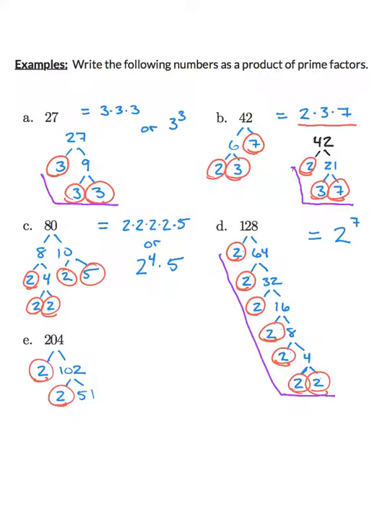51 is divisible by 3. If you add the digits, you get 6. Since 6 is divisible by 3, 51 is divisible by 3, and it is equal to 3 and 17. 3 is prime, and 17 is also prime. So now that we are done with our factorization, we can go ahead and write it as a product. We have 2 times 2 times 3 times 17, or 2 squared times 3 times 17.